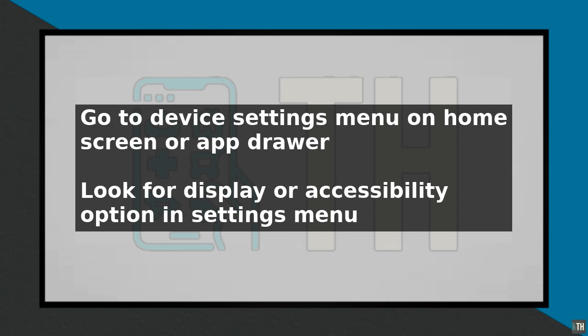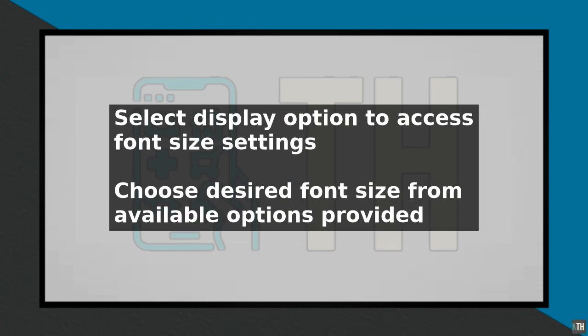Selecting the display option will bring up a range of settings, including the font size. In the display settings, you will see a font size option, which allows you to adjust the size of the text on your device. You can choose from a range of sizes, from small to huge, depending on your personal preference. Some devices may also offer additional font size options, such as extra large or extra small. To change the font size, simply select the desired size from the options provided.